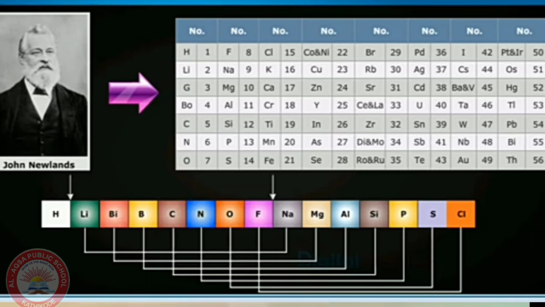After the arrangement, he found that every 8th element had properties similar to that of the first. He compared this to the octaves found in music. Therefore, he called it the law of octaves. It is known as Newland's law of octaves.